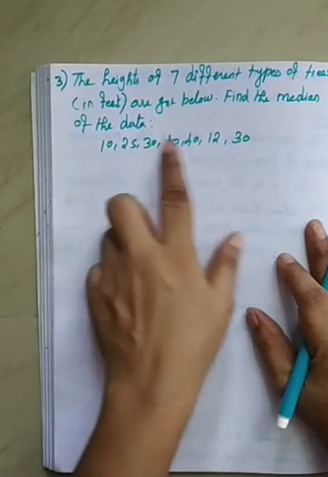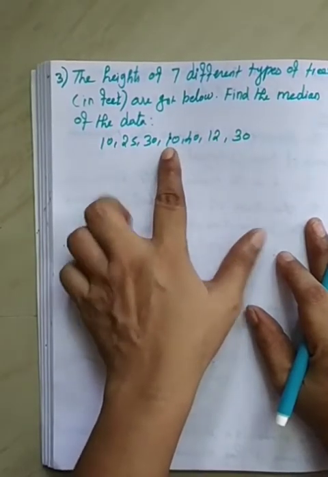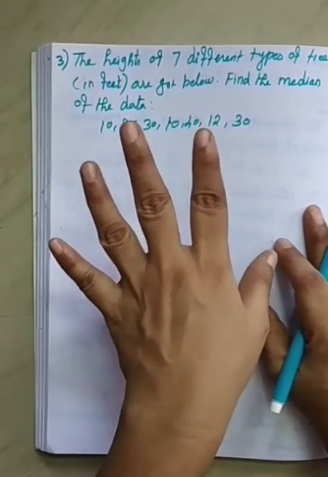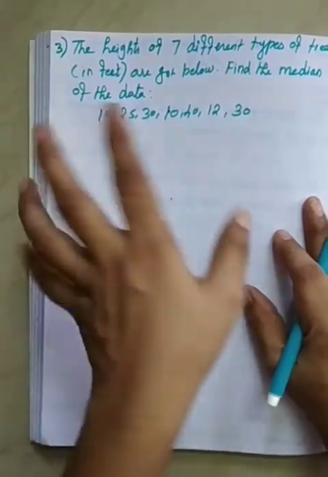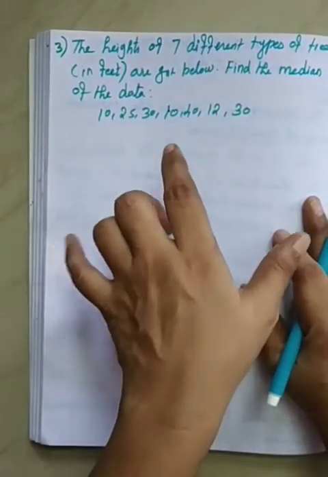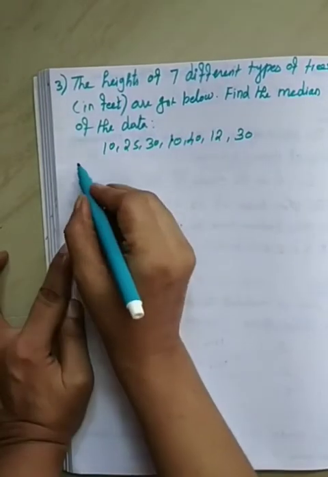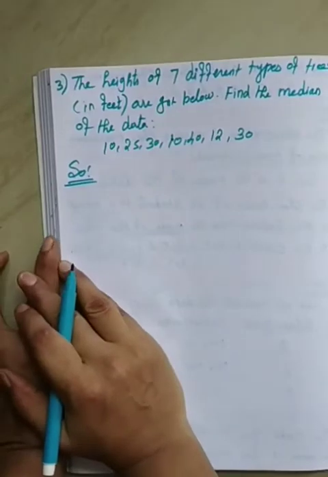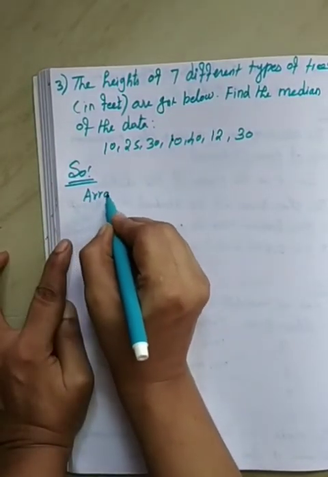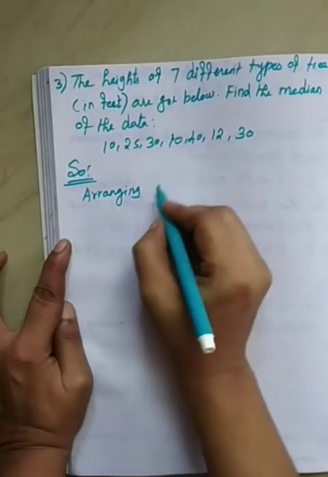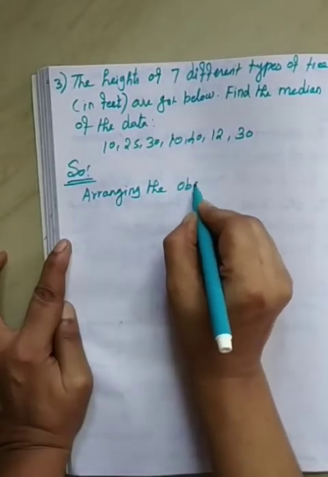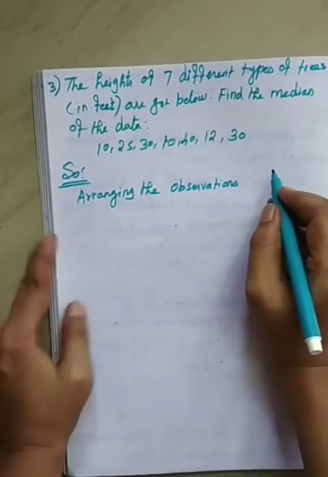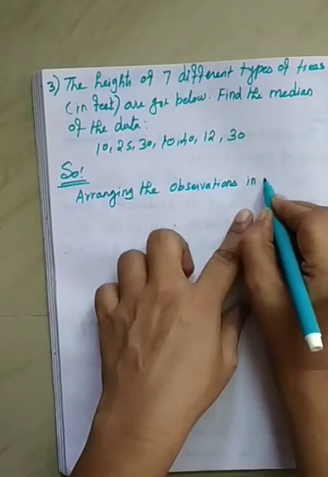If you take 3 on this side and 3 on that side, saying 10 is the median is wrong. What is the first step? First you have to arrange the observations in ascending order. After that you have to find the median for the given data. So first of all, arrange the observations in ascending order.